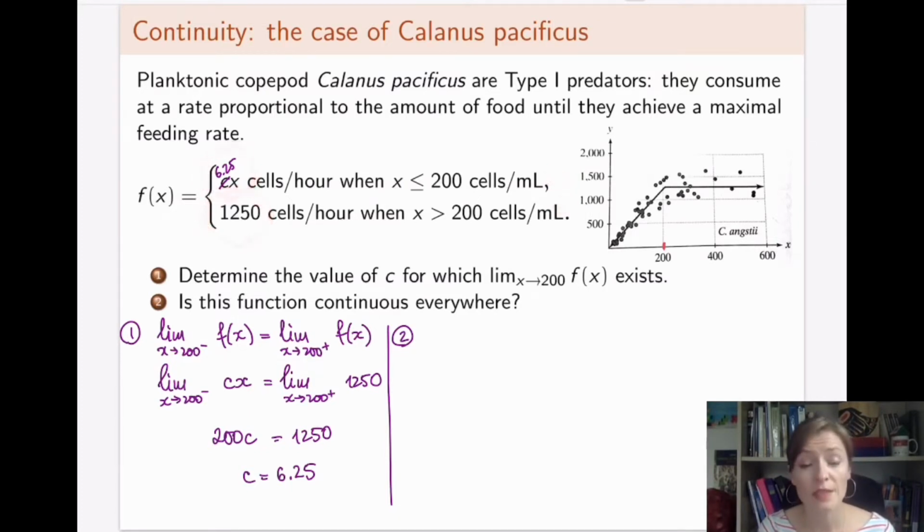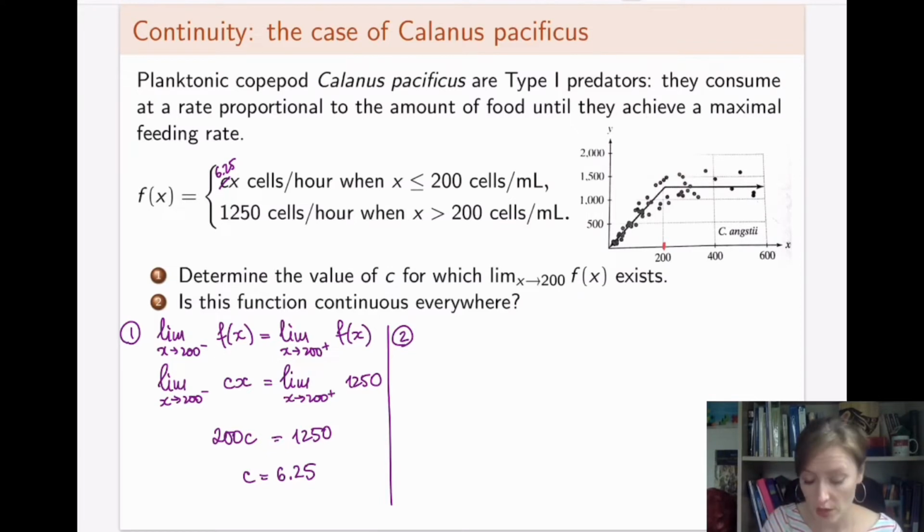Is the first piece continuous by itself? So is this a continuous function? Well, it's a line, and a line has no holes, no jumps, no misalignments, so it's continuous. What about this function, the second piece? Well, 1250, that's a horizontal line. Still a line, no holes, no jumps, no misalignments. So the two pieces separately are continuous. Now we just have to make sure that they connect in a continuous way. So they don't connect with a jump and they don't connect with a weird misalignment or a hole.